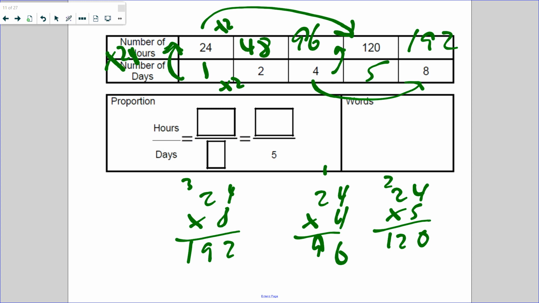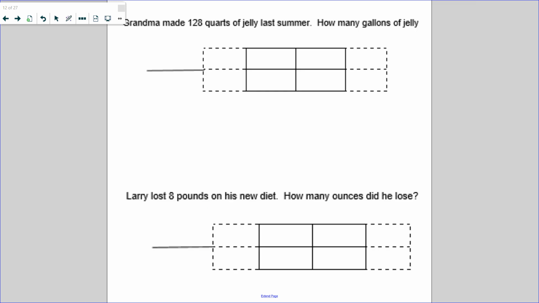So let's fill out the proportion. 1 day has 24 hours, times 5. 24 times 5 is 120 hours. So for the rest of the class, you're going to be practicing making a table or proportion and showing the relationship, a proportional relationship. So Grandma made 128 quarts of jelly last summer. How many gallons of jelly?